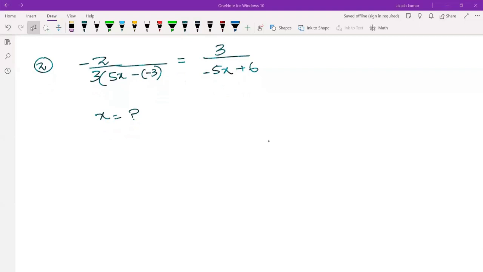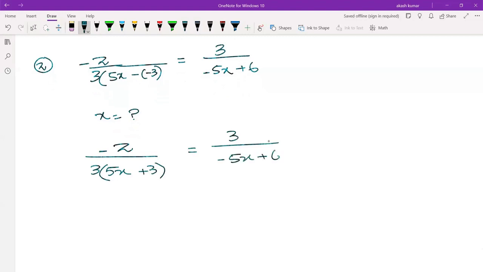And we have minus 2 over 3, 5x minus 3 equals 3 over minus 5 plus 6. So minus 2 over 3. First step is 5x, this minus and this minus becomes plus 3 equals 3 over minus 5 plus 6.